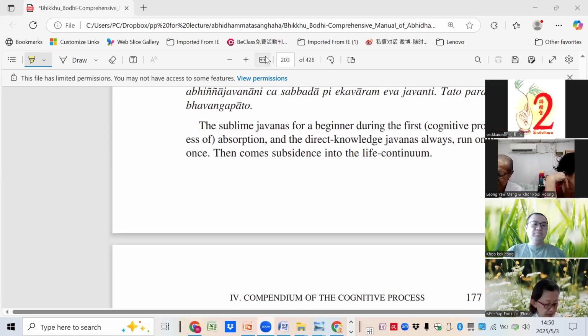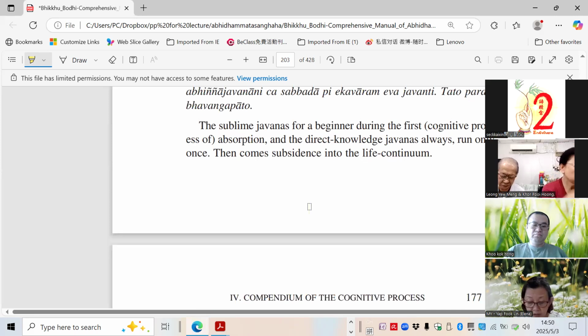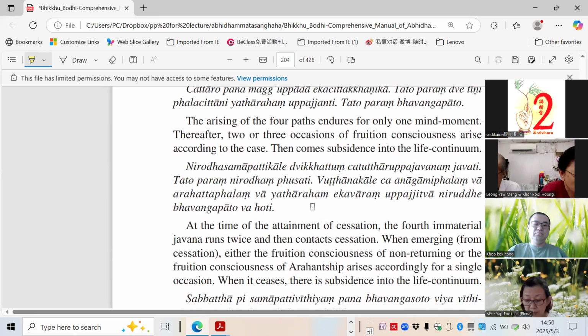Javana in attainment. The sublime javanas for a beginner during the first cognitive process of absorption and the direct knowledge javanas always run only once. Then comes subsidence into the life continuum. The arising of the four paths endures for only one mind moment. Thereafter, two or three occasions of fruition consciousness arise, according to the case. Then comes subsidence into the life continuum.